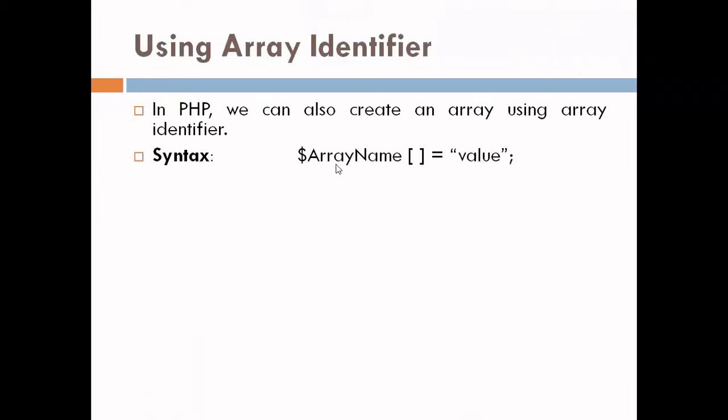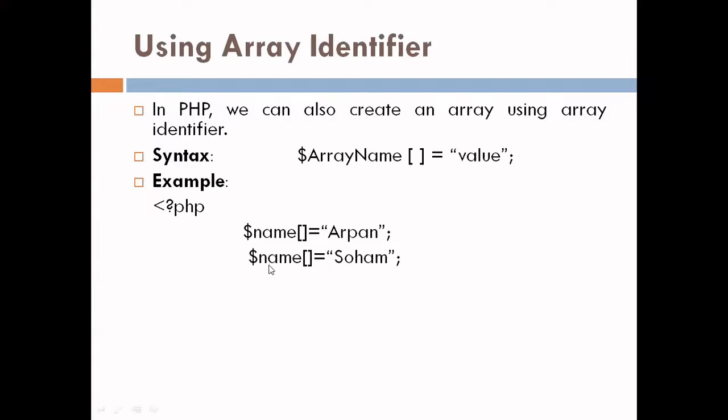Syntax: $array_name[] = value. Here we have to write an individual statement for each element. For example: PHP starting tag, $name[] = "Arpan". Here name will be my array name. Arpan is my first element, so its index number is automatically assigned as 0.